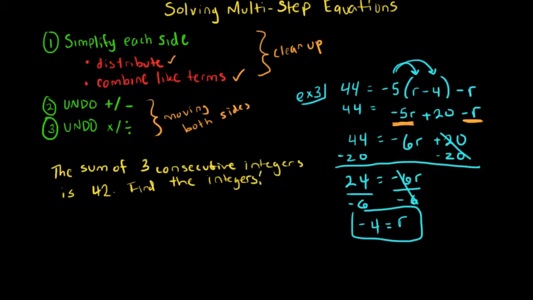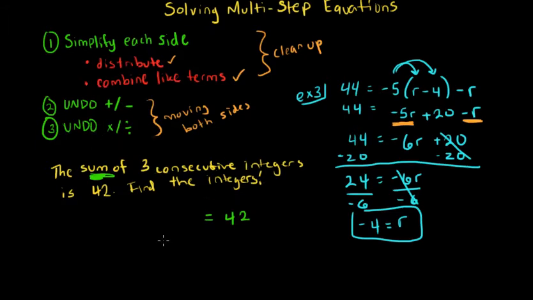So what we're looking at here, it says the sum. Since that's the sum, that means I'm going to be adding some numbers together. That's what sum means. And the result is going to be 42. I just don't know what I'm adding yet. I just know the sum of these 3 consecutive integers, whatever that means, is 42. Okay, so what does this 3 consecutive integers mean?